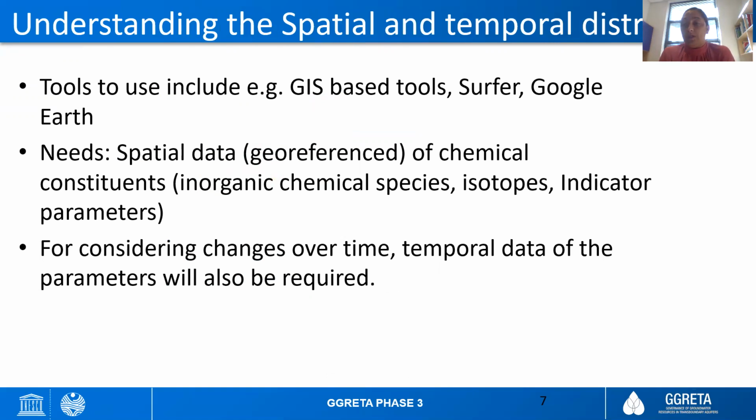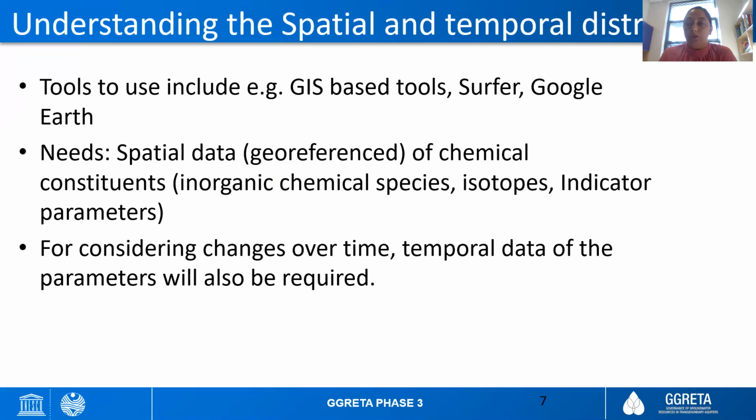So there are several tools that one can use to do mapping, and these include various GIS-based tools, some programs like Surfer, and then you can even visualize using Google Earth images. You would need to have spatial data, so georeferenced data or point data with coordinates that you're able to plot in these software packages. And of course, values or data for the respective parameters that you want to visualize.